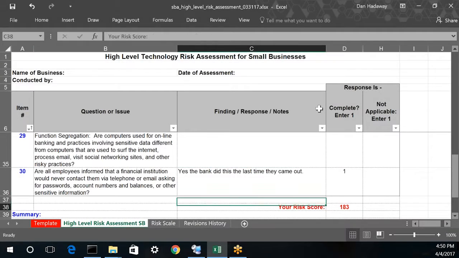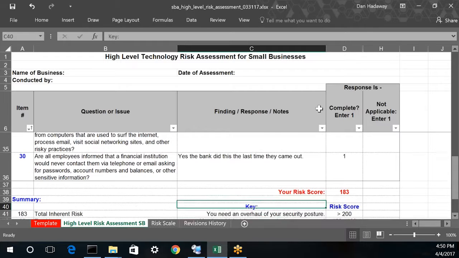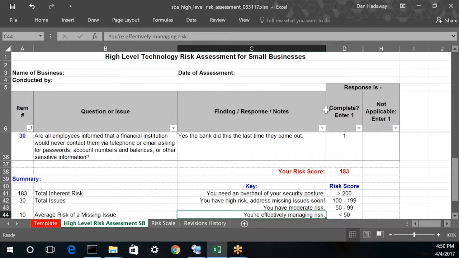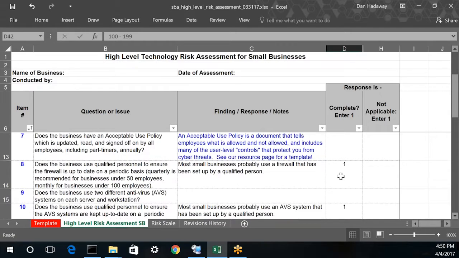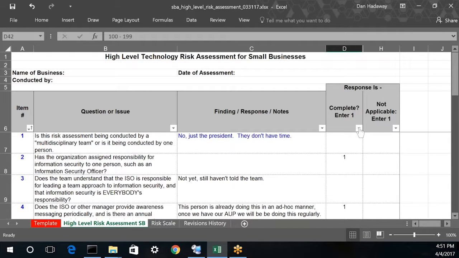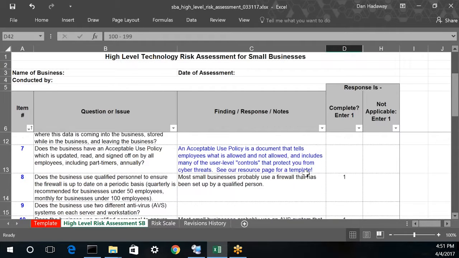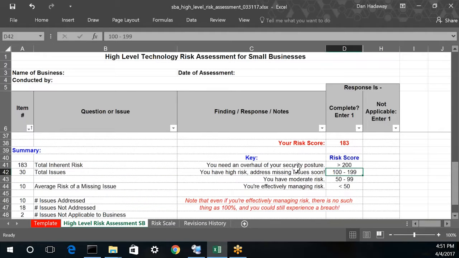So I've just gone through here pretending to answer stuff, because I wanted to show you the risk score. This particular organization, if you were answering the questions the way I was answering, you do have some high risk. You need to address the missing issues soon. You should take a look at what you didn't put a 1 in, and decide what you're going to do about that, because 183 is rather close to the holy cow level. So this is the highest level of risk.